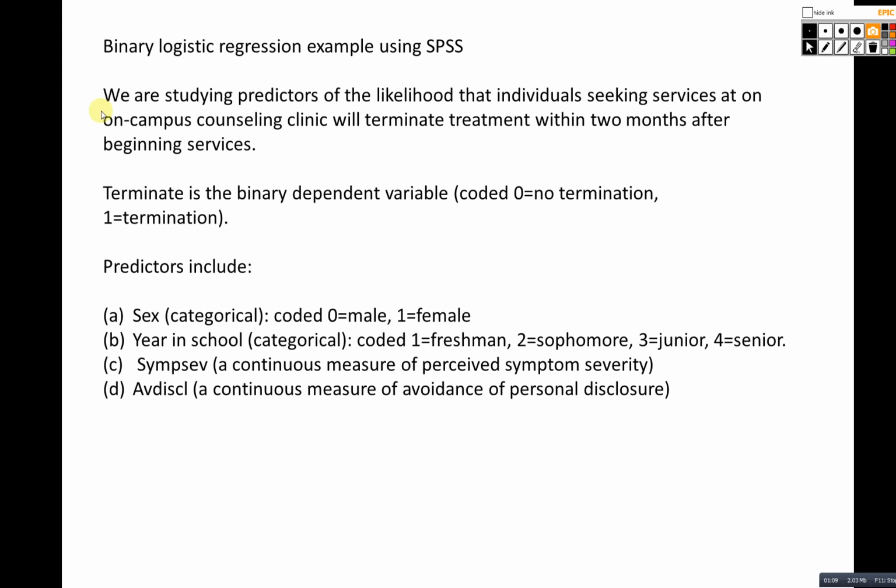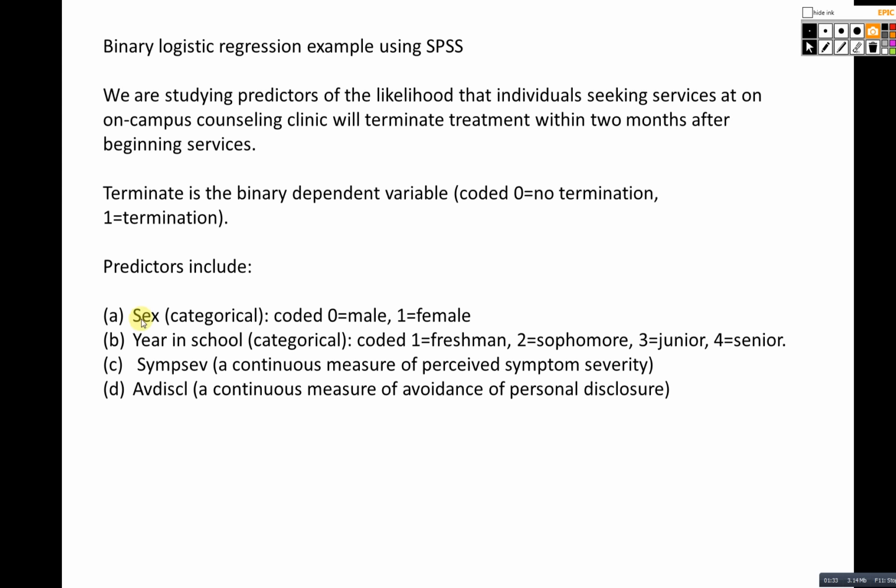And so let's consider this scenario. We're studying predictors of the likelihood that individuals seeking services at an on-campus counseling clinic will terminate treatment within 2 months after beginning services. So terminate is our dependent variable. We've coded it 0, meaning no termination, and 1, meaning that the person does terminate within the 2 months.